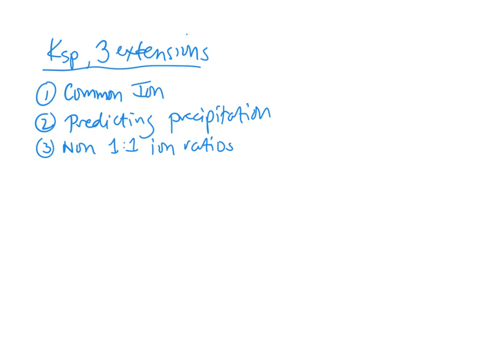Moving right along. The first thing I want to talk about is the idea of the common ion effect and how that plays a role. Again, the common ion effect is that if more than one substance is a source of a particular ion, we refer to that as a common ion. And according to Le Chatelier's principle, it has an impact on the position of equilibrium as a result.